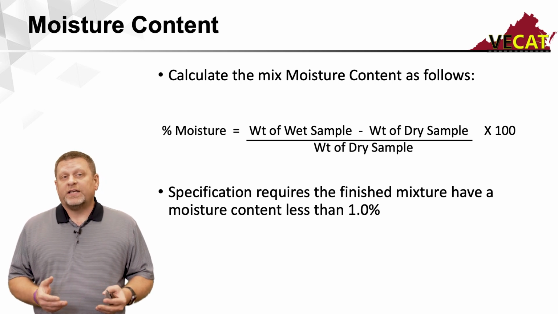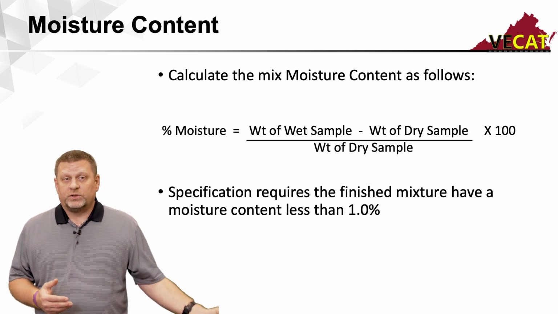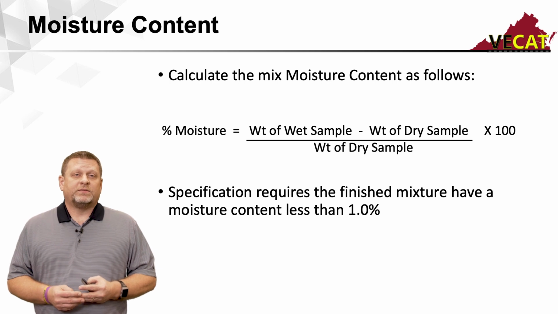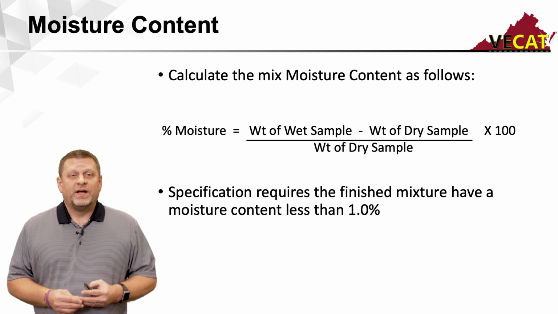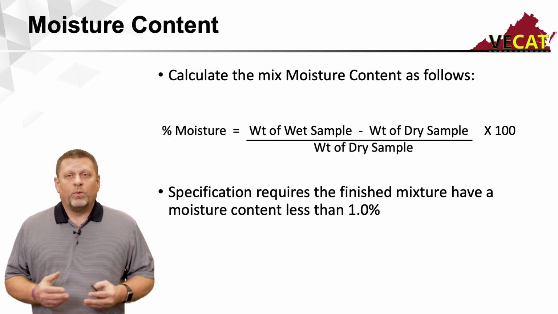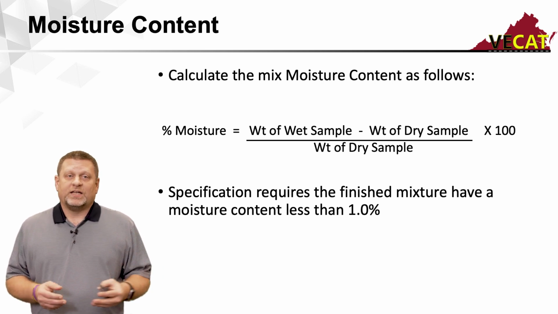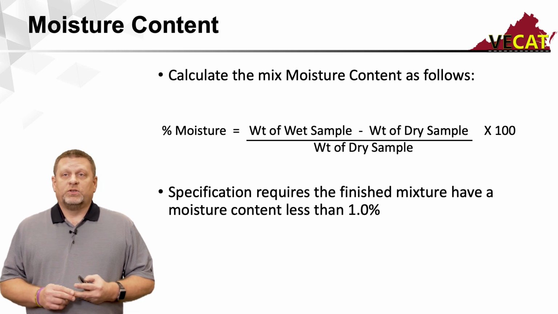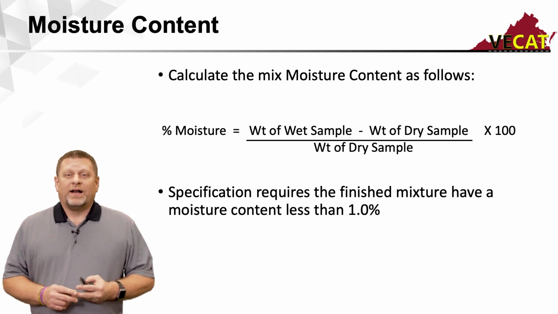There is no specification requirement on moisture for your individual stockpiles when you're in production, but there is a requirement for moisture on your finished mix. The finished mix must have less than 1% moisture. Several people have commented in the past that higher moisture contents in mixes, maybe not as high as 1%, but getting up there close to 1%, may affect the mix's compactability because it can be tender when there's extra moisture in the mix.